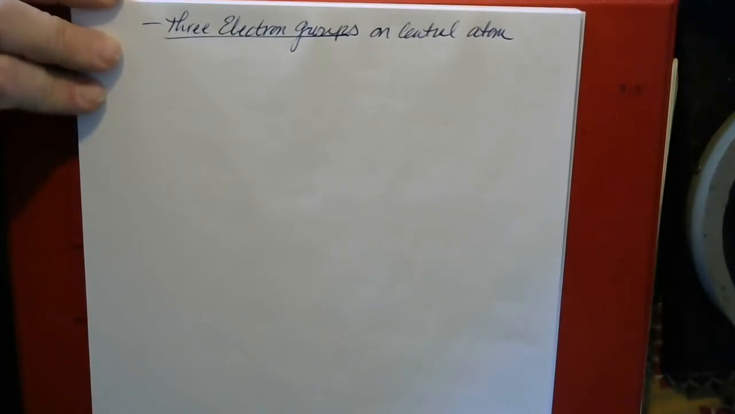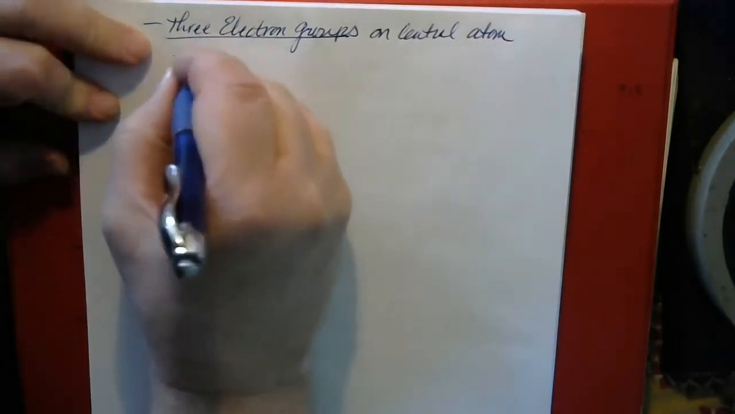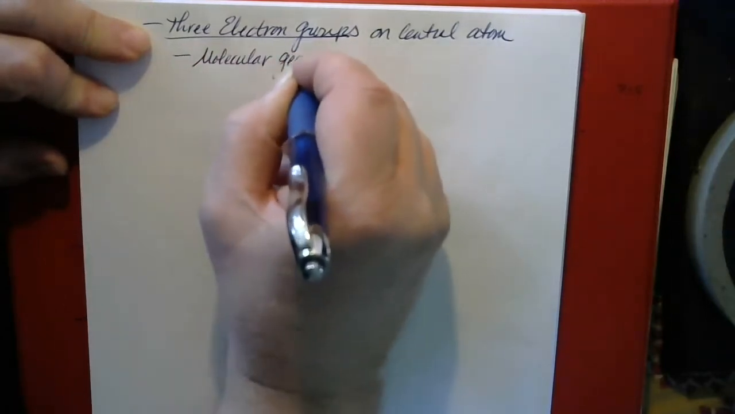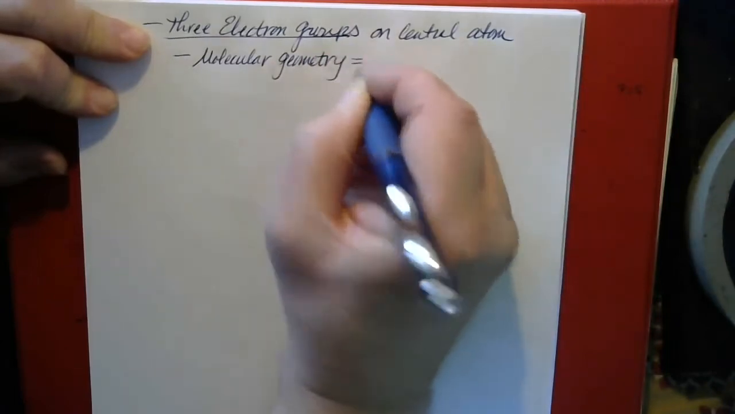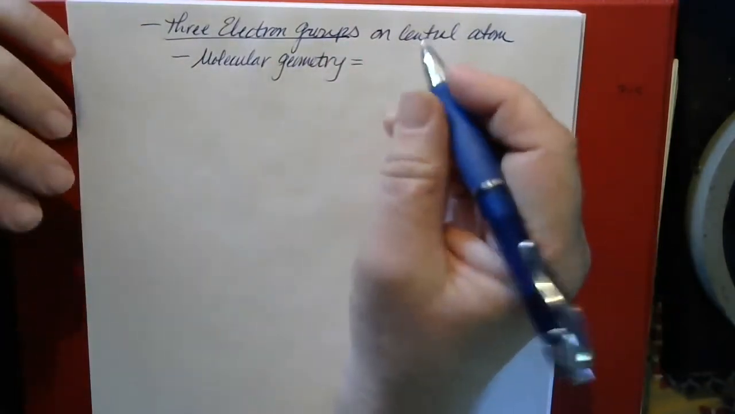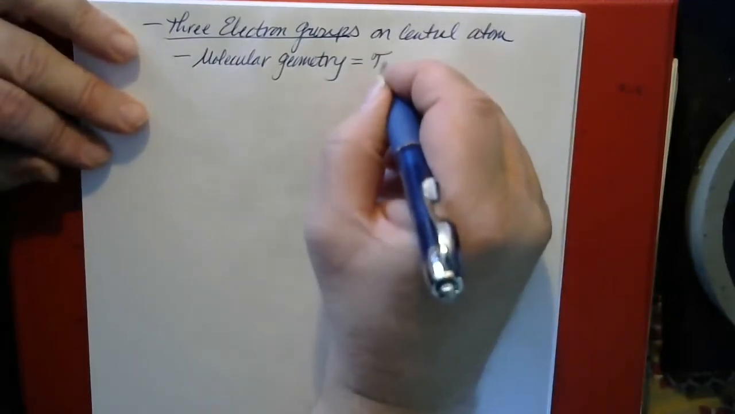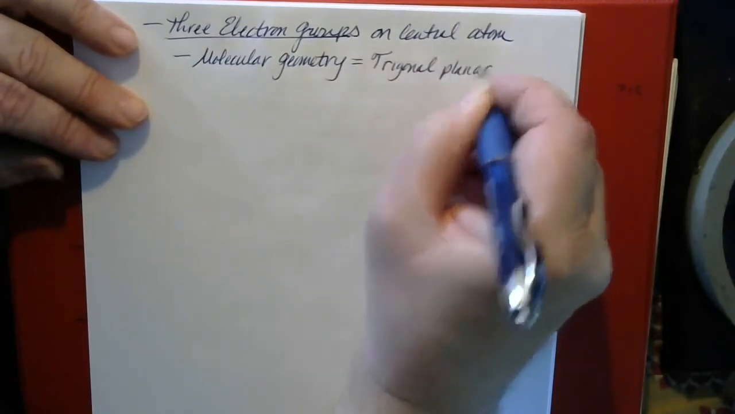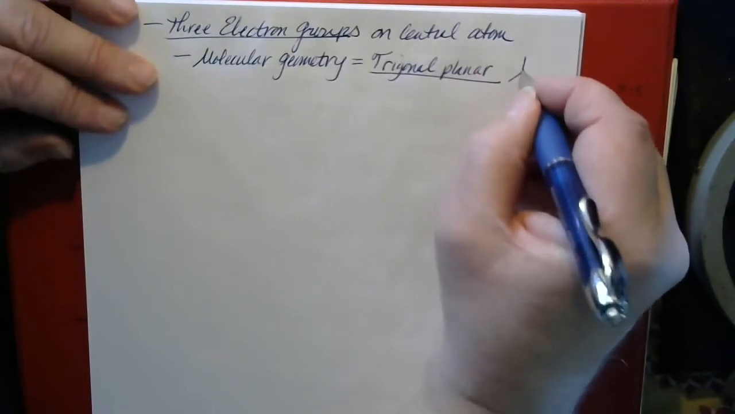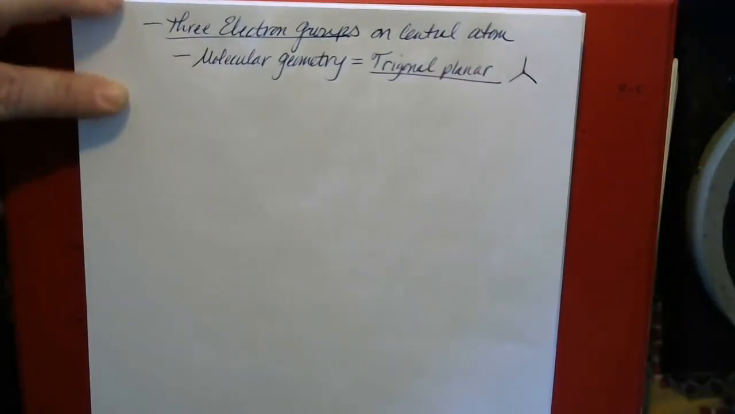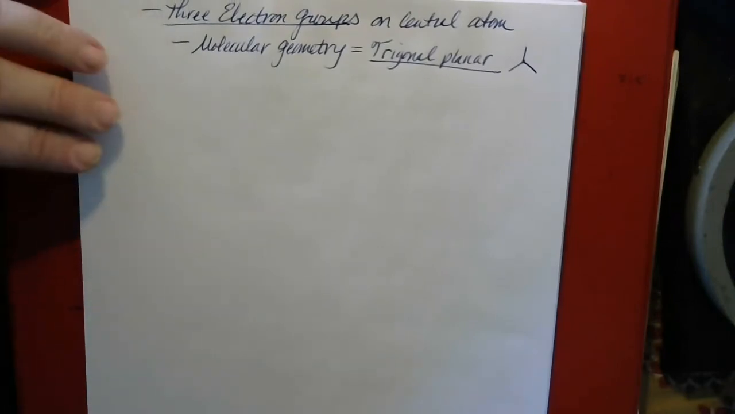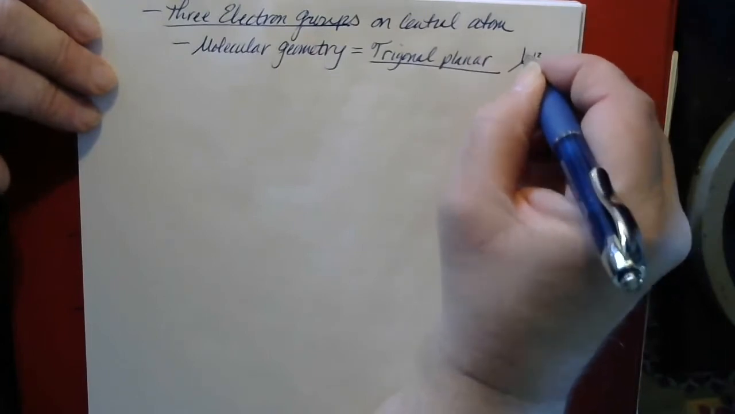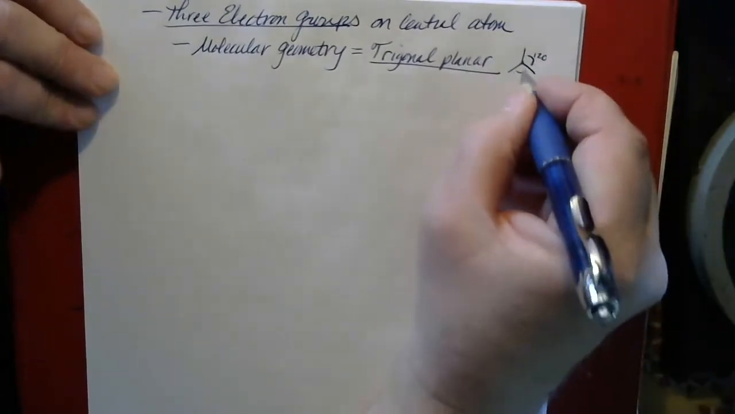Again, on the central atom. The molecular geometry in this case, and that's another word for molecular shape, is trigonal planar. Or if you prefer, the Mercedes emblem. Basically, the molecule looks like that. And the standard bond angle that you find in an ideal case would be 120 degrees.